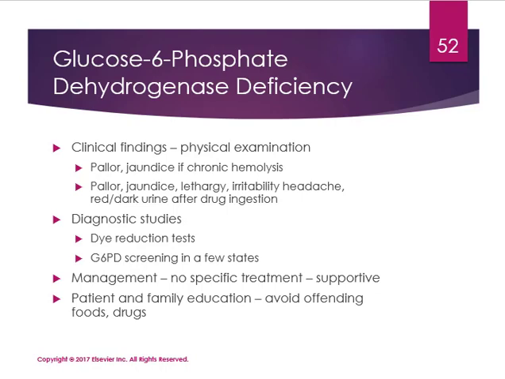On your physical exam, you're going to notice paleness. You may see jaundice if there's been chronic hemolysis. There may be lethargy, irritability, headache, red or dark urine after drug ingestion. Tests that you'll be performing are a dye reduction test. G6PD screening is available in few states.